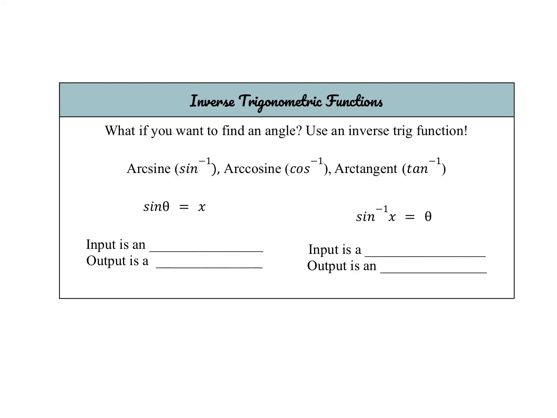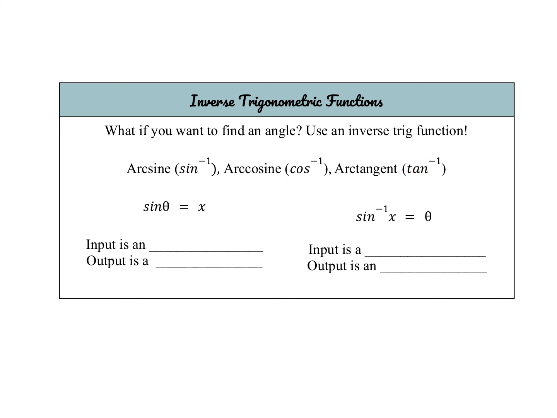Now we're going to move on to a different scenario. What if you want to find the angle instead of the side length? What if the angle is something that you're missing and you need to find? In that case, we would use our inverse trigonometric functions, which are arc sine, which we write like this, arc cosine, which we write like this, and arc tangent, which we write like this.